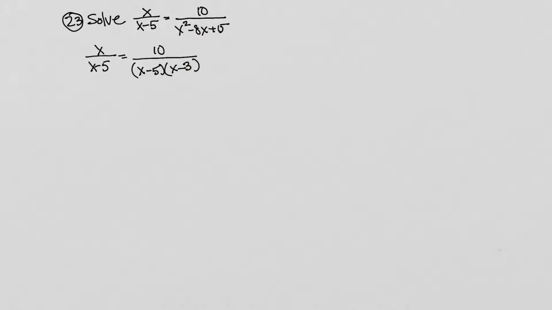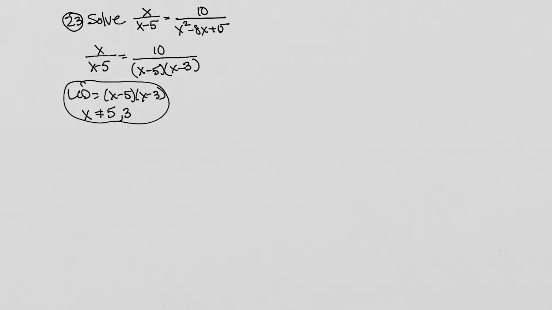So we've got the LCD, which is x minus 5, x minus 3, and now watch out for excluded values. X cannot be 5 or 3 because those are going to make this denominator 0.